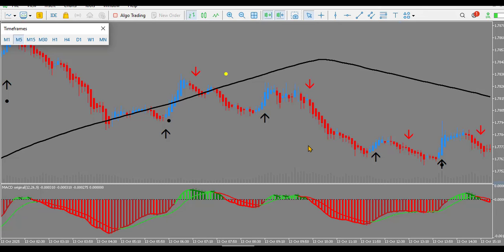MetaTrader 5 Forex winning trading strategy. This is another strategy. I have combined a few indicators together for this particular strategy. It is simple and anyone can use this to trade profitably on the MetaTrader 5 Forex platform.